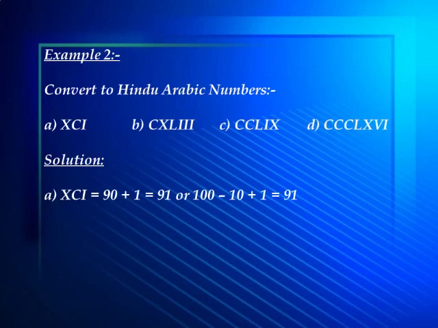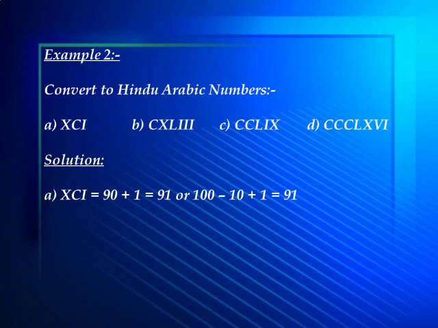The same way, there is another way you can find it out. Look at the Roman numeral here, X, C and I. The value of X is 10, the value of C is 100. So what you should do: a smaller value written in front of a bigger value means you should subtract. So the value of C is 100 minus X, that is 10. 100 minus 10 is what? 90. Then plus 1 is equal to 91.